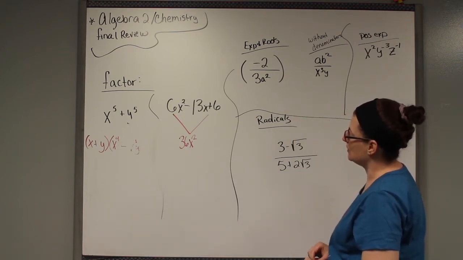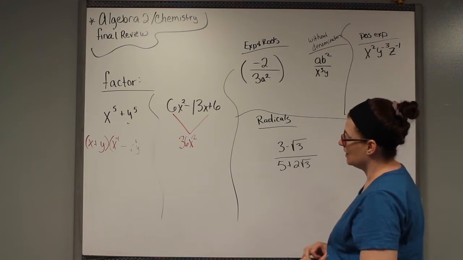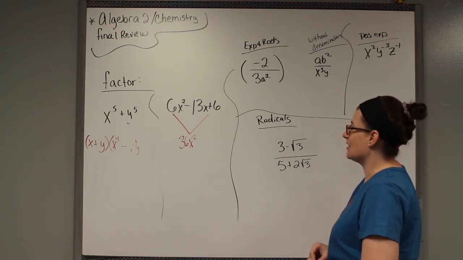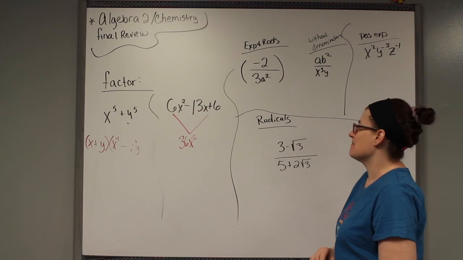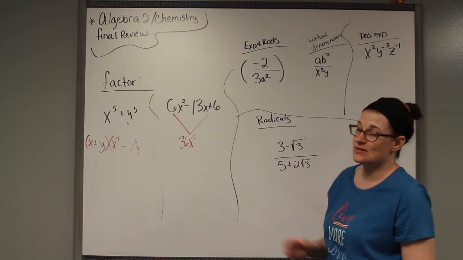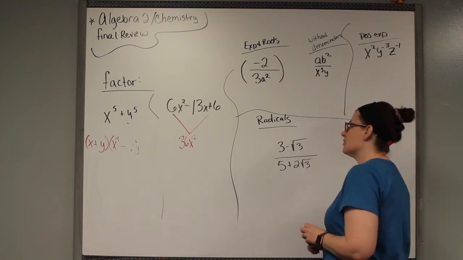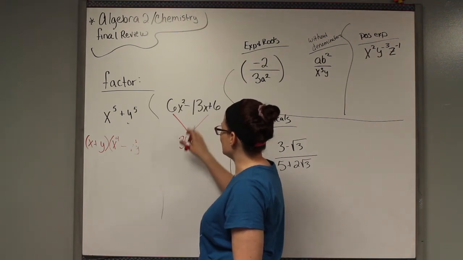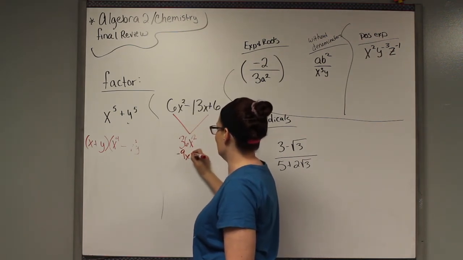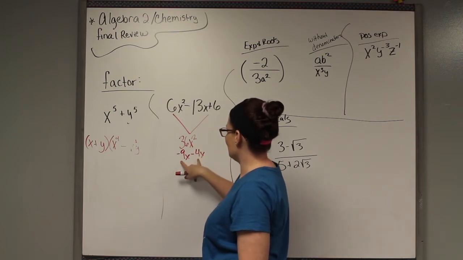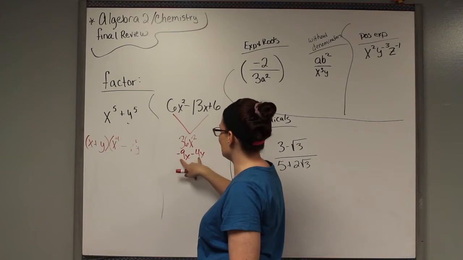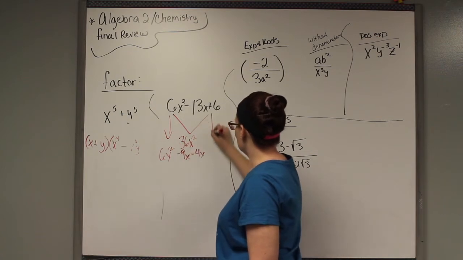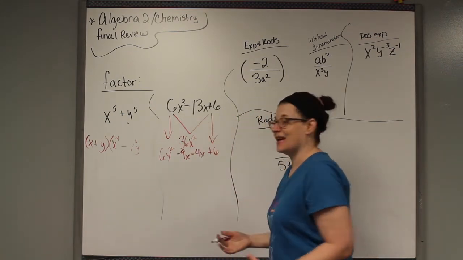When I think about getting 36, I can do 12 and 3, which gives me 36, but it's not going to give me the negative 13. I could do 6 and 6, but that's not going to give me that either. That's only going to give me 12. So I want to do 9 and 4. What makes this one positive and this negative is that they both have to be negative. Negative 9 times negative 4 gives me a positive 36, but if I add them, it gives me a negative 13. I bring down my first and my last term, and then I factor by grouping.